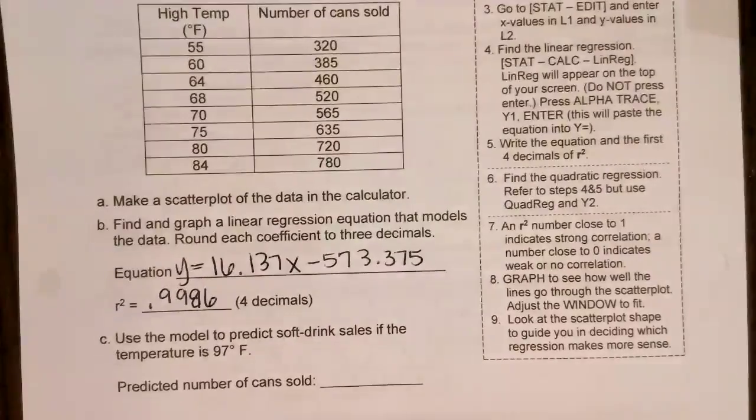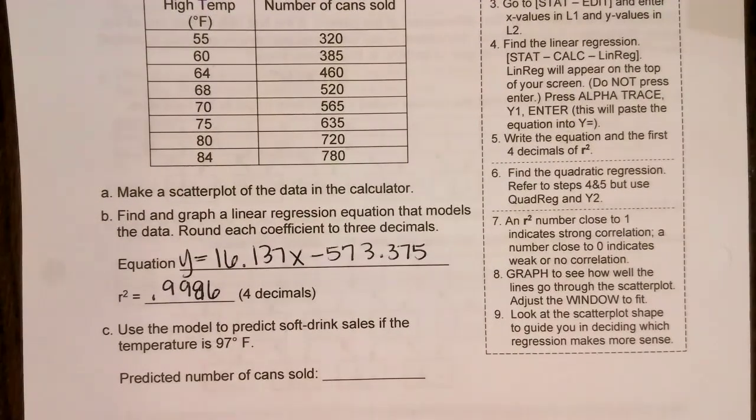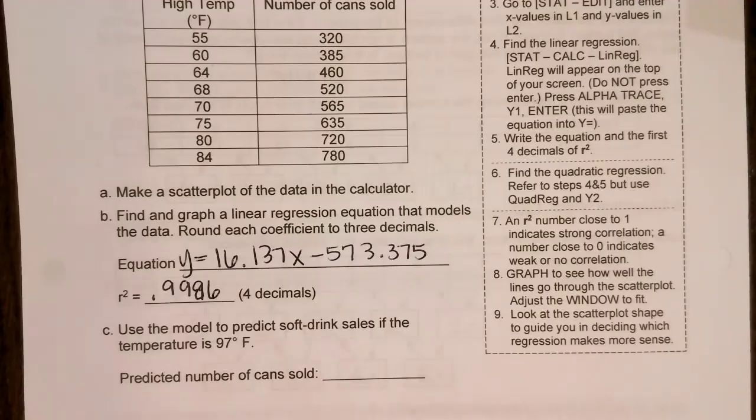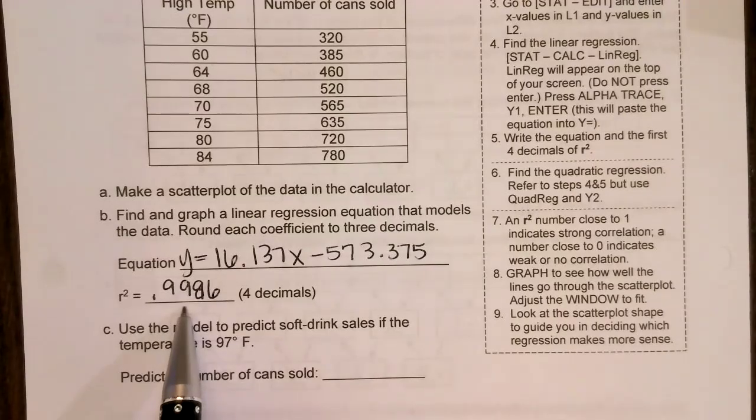All right, what that correlation coefficient tells us is how close this equation is to our data. There's a couple things you want to look at. The closer it is to 1, the stronger the correlation, and the closer it is to 0, the less correlation there is. This is really close to 1, so that tells us that is a great equation that you're using right there.